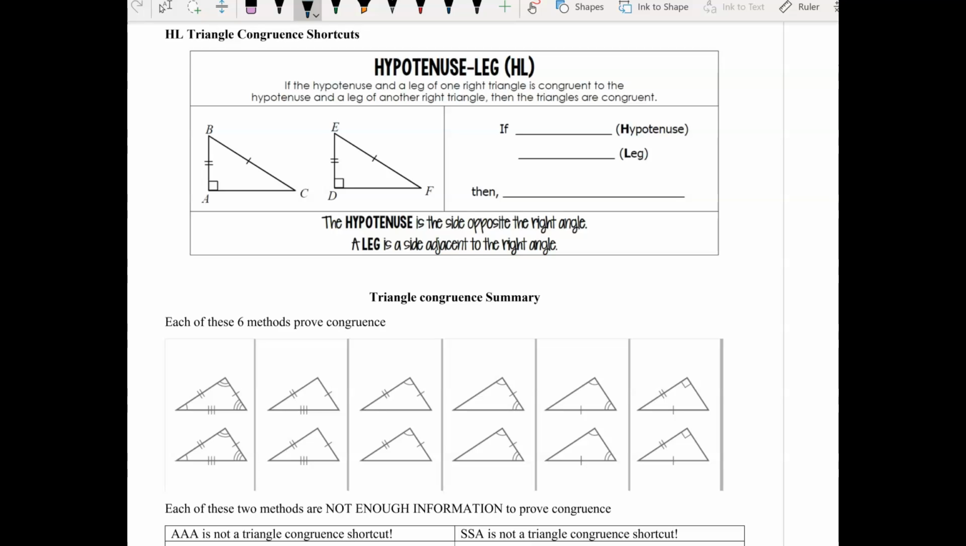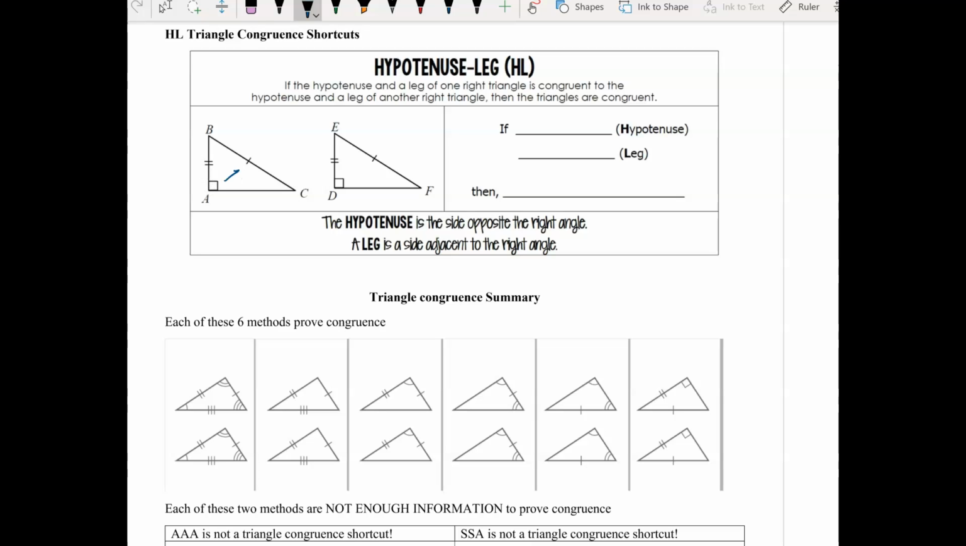Hello and welcome to a video on the last triangle congruence shortcut, which is called hypotenuse leg. This is a special case of what we will see in a minute is not always a good shortcut. But in this special case, it's kind of like side-side-angle, but when the angle is a right angle and those sides have special names.